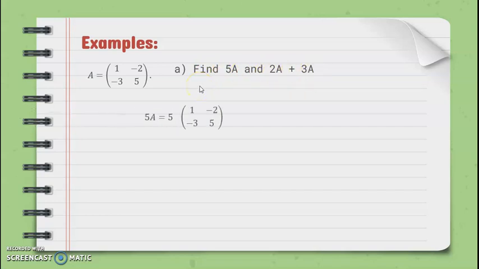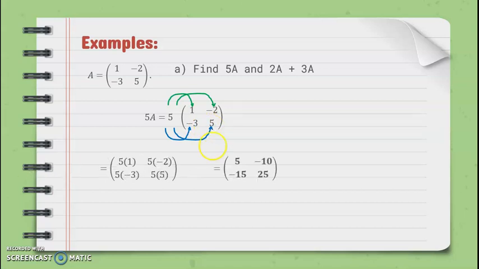Okay. So the first one first, 5A, meaning 5 is the scalar. So 5 is the k. So we can write down 5 and then the values of matrix A in brackets. So how to solve this? First 5 times 1, then 5 times negative 2, then 5 times negative 3, and 5 times 5. Then we'll get 5, negative 10, negative 15, and 25. So this is the final answer for the scalar multiplication of matrix A by 5.